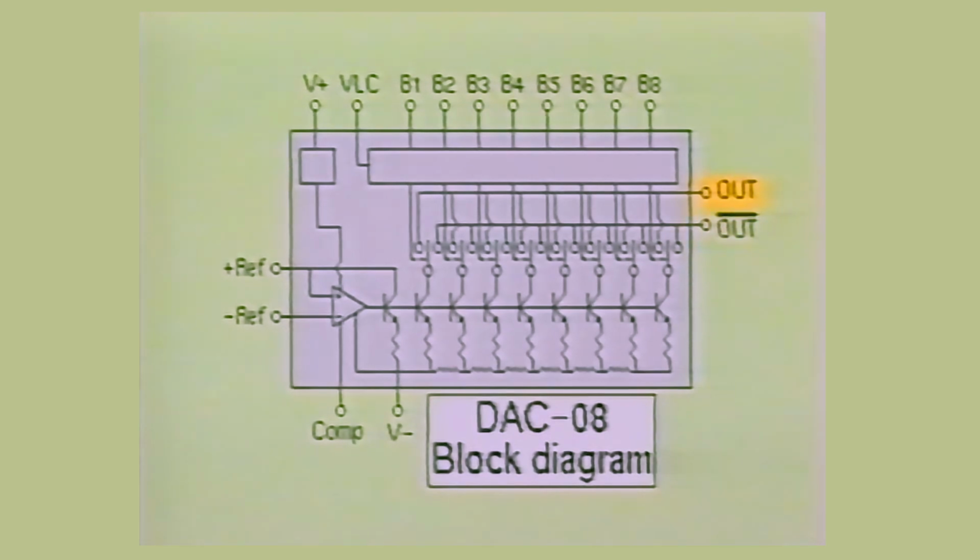The true output will increase from 0 to full scale as the input increases from hexadecimal 00 to hexadecimal FF. And the complemented output will decrease from full scale to 0 as the digital inputs increment over the same range. The DAC-08 device can operate at frequencies up to 1 megahertz and requires a DC power supply voltage of typically 12 to minus 15 volts.